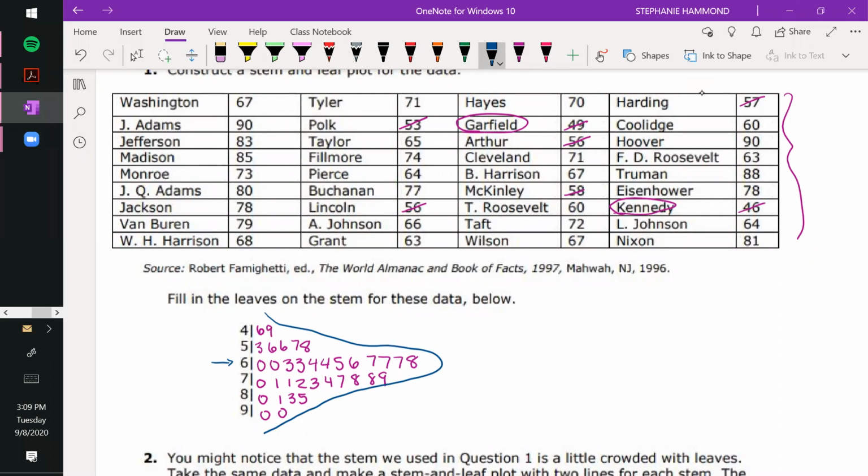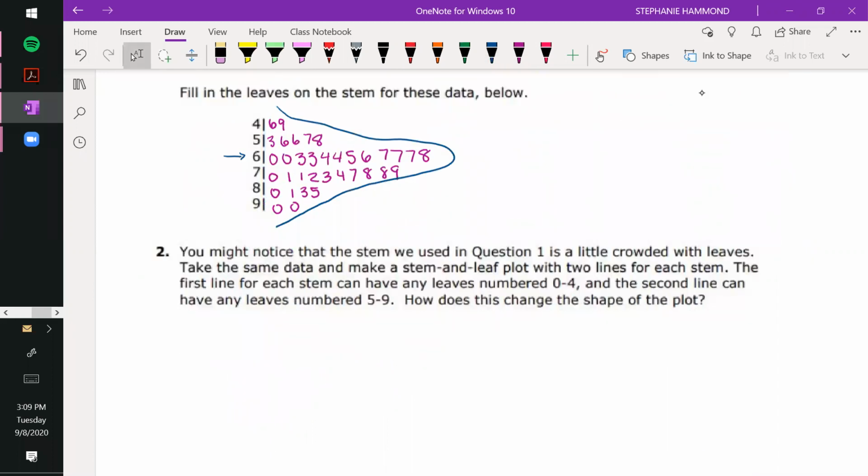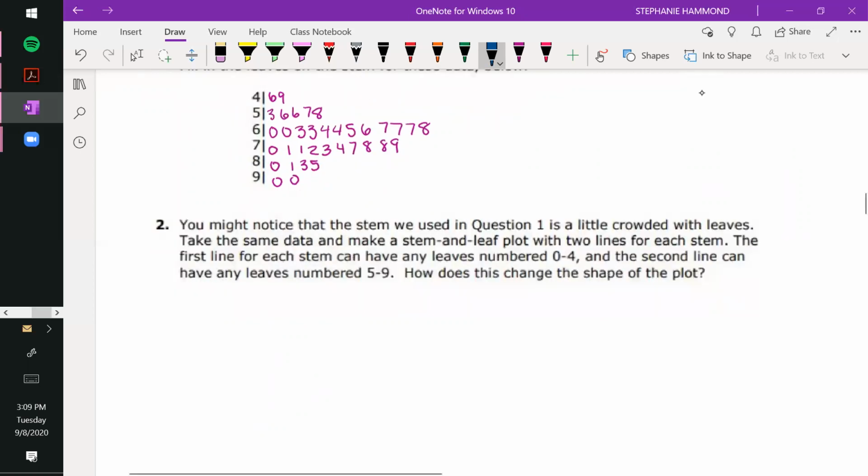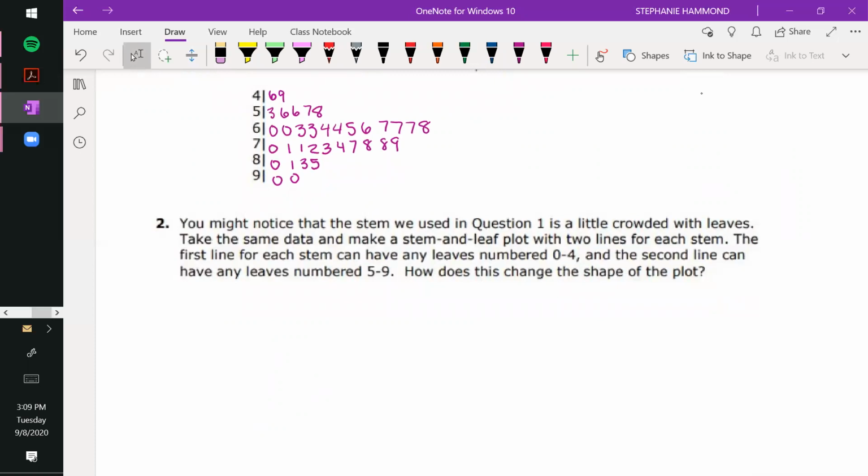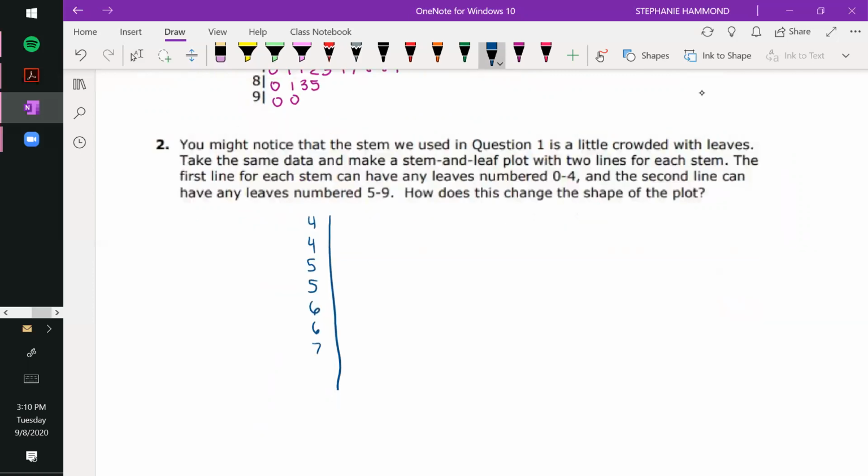On the next part, it says you might notice that the stem we used in the last question is a little crowded with leaves. Sometimes when our data is crowded like this, we might be able to see a more accurate picture of the data by creating a stem and leaf plot with 2 lines for each stem. What that means is I'm going to create my stem, and instead of going 4, 5, 6, 7, 8, 9, I'm going to go 4, 4, 5, 5, 6, 6, 7, 7, 8, 8, and then 9.